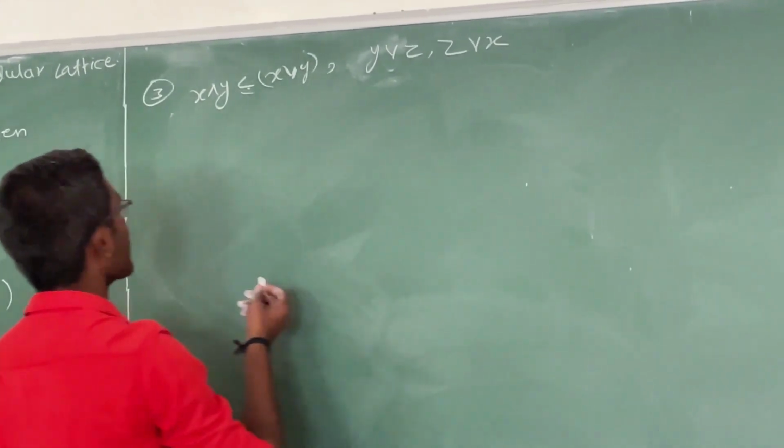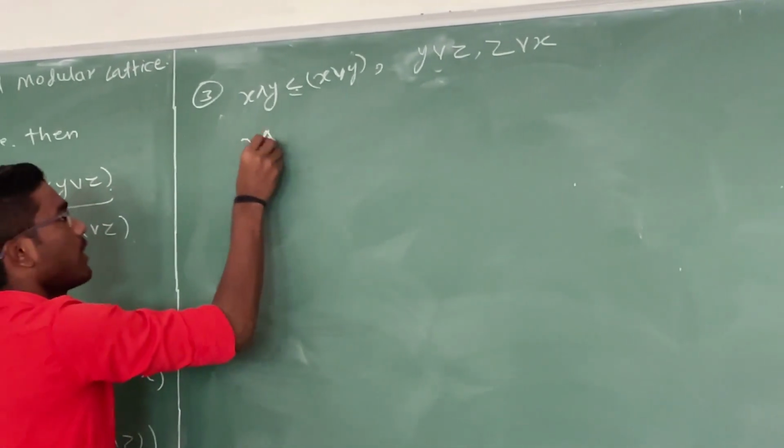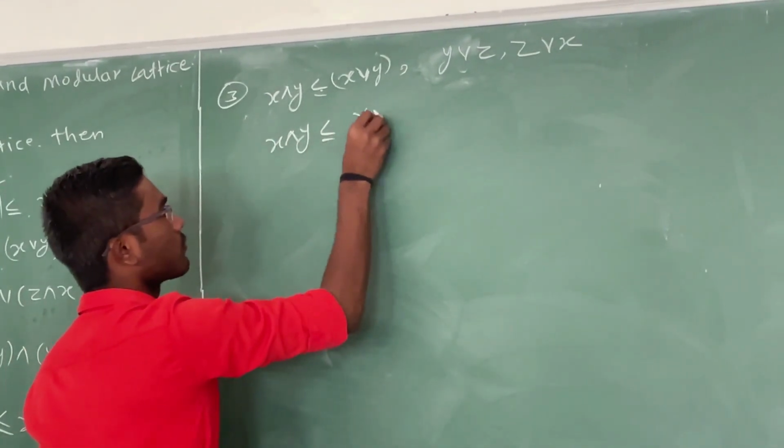Now take the meet. So you write in there only meet. X meet y, x join y.